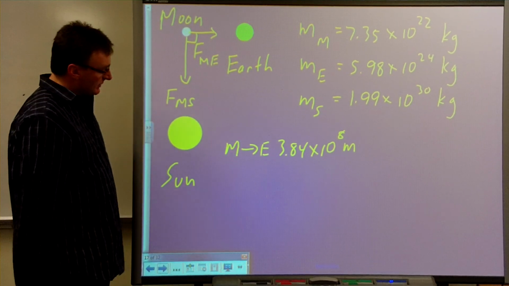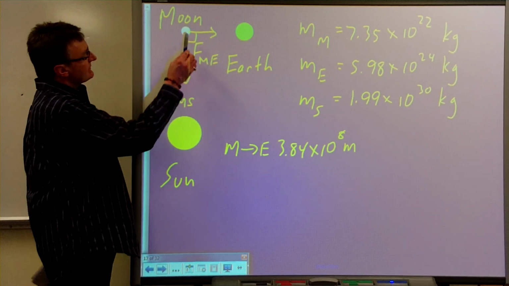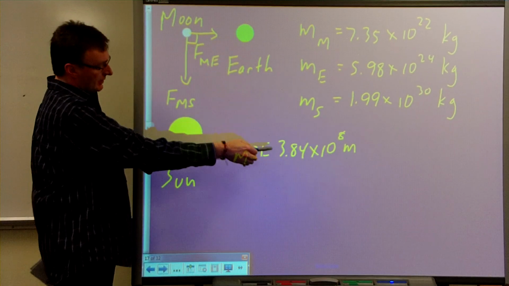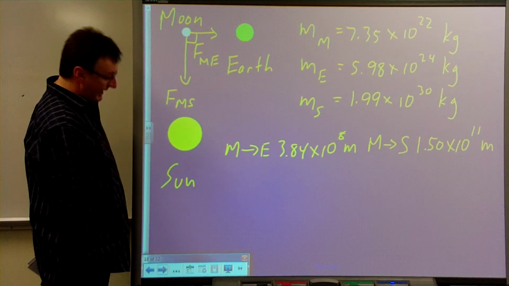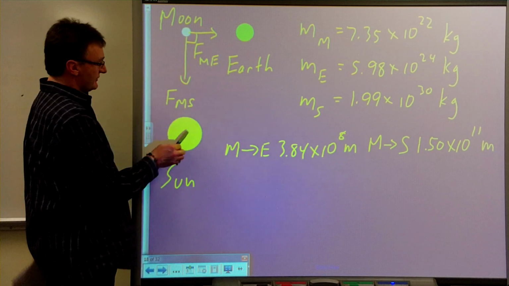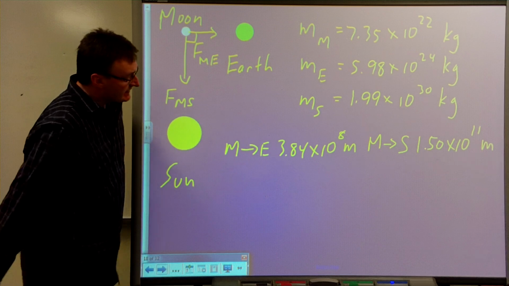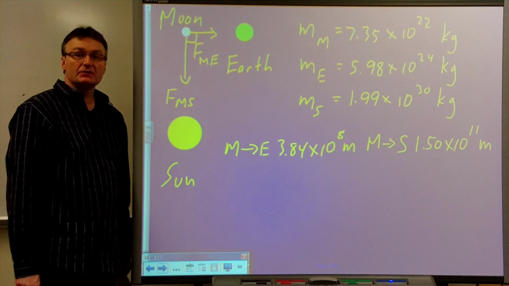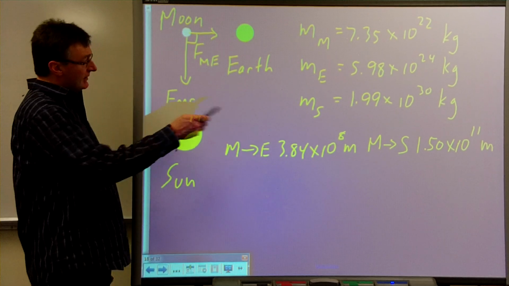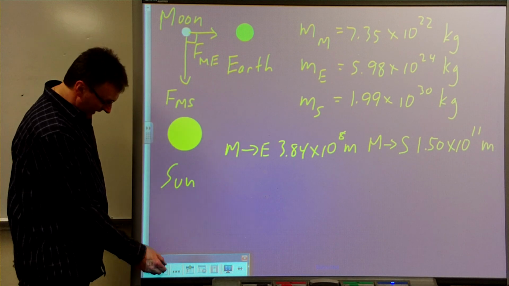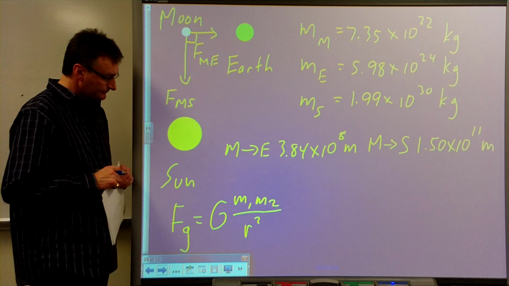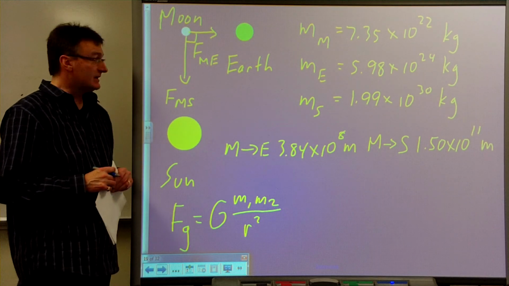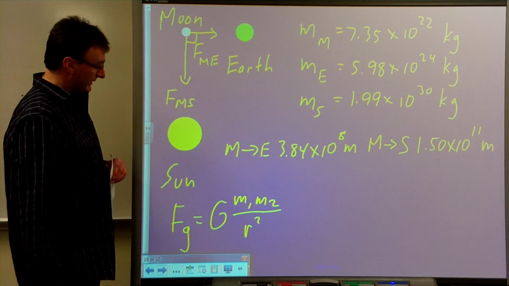And for the distances, the distance from the moon to the center of the Earth is 3.84 times 10 to the 8 meters. And the distance from the moon to the center of the sun is 1.50 times 10 to the 11 meters. So there are the numbers that we need to work with. And here is our formula for the force of gravity. Now we can just go ahead and put in the numbers that we have here.